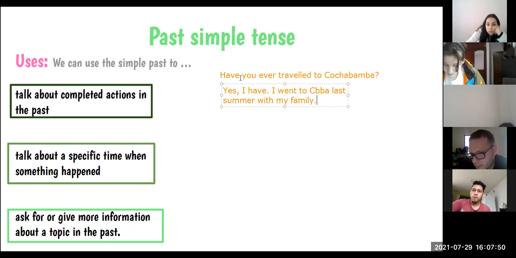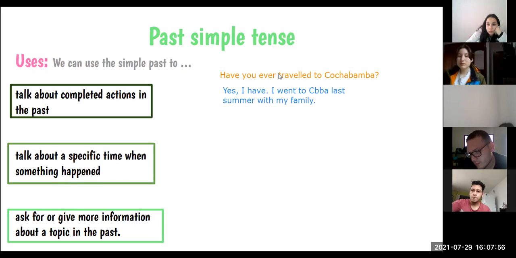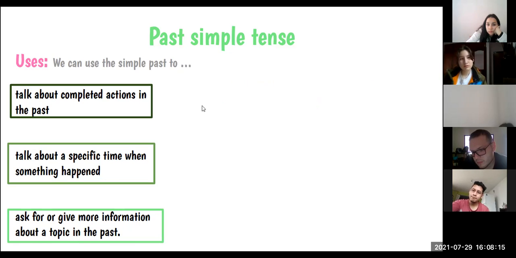Ok, si se dan cuenta, empiezo mi conversación con el presente perfecto para hablar acerca de experiencias, ¿cierto? Pero ya cuando doy más información del tema, utilizo el pasado simple. ¿Ok? Entonces, esta es la función que tenemos acá: to give more information about a topic in the past. ¿Ok? Let's see here some examples.